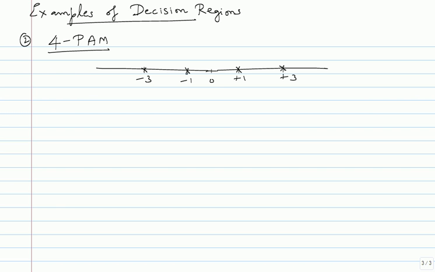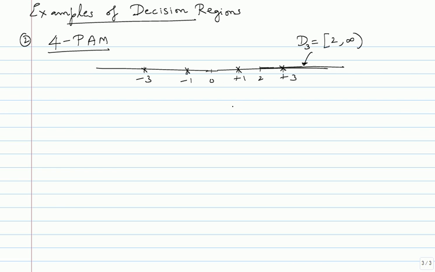Okay, so it's almost trivial, right? So what's the decision region for plus 3? Starts at 2 and goes off to the right. Okay, so you see that? This is the decision region for D3. It is going to be 2 to infinity. Okay, is that clear?